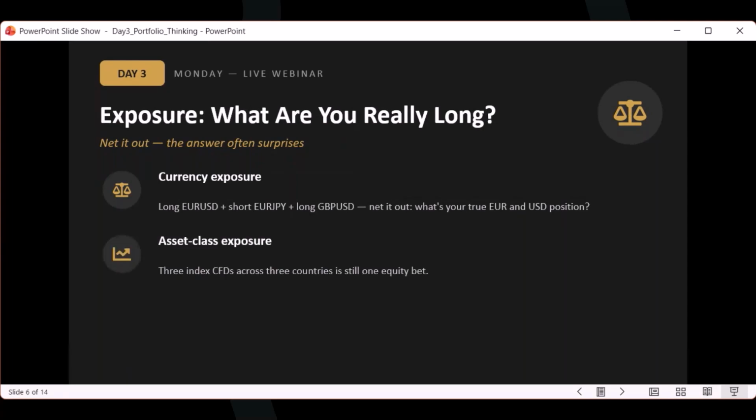Look at asset class exposure. 3 index CFDs across 3 countries is still one equity bet. We've talked about that. You also want to look at directional theme exposure. How much of your book only pays if risk on continues or risk off continues, depending on how you position yourself? That's your real position. Once you've done that, there are 2 things that raises. First of all, can I add this next position without exposing myself even more to a specific cluster? And secondly, if you are in an over-correlated position, what do you do about it? Those in practical terms are the 2 questions you need to bear in mind.